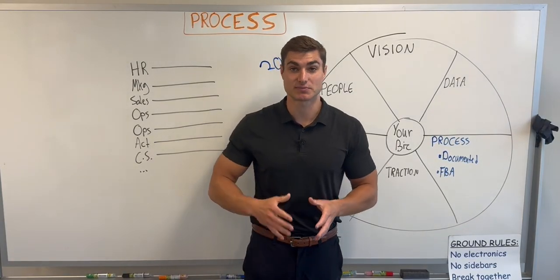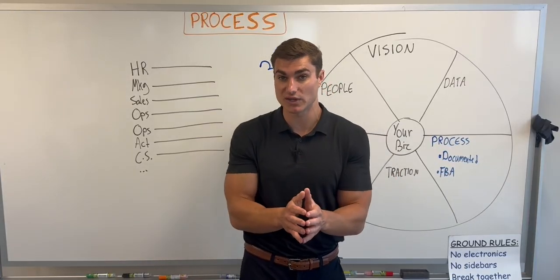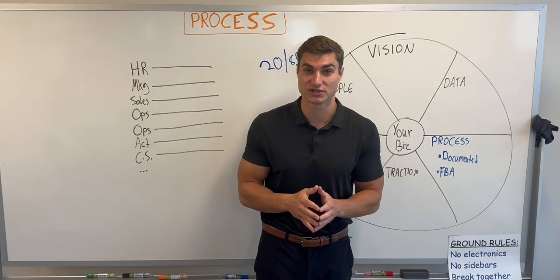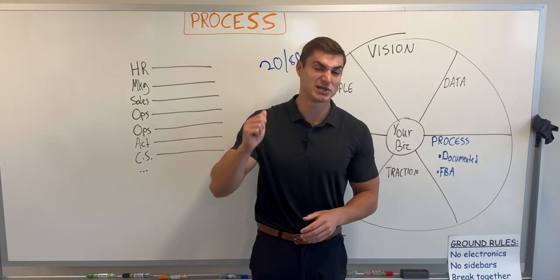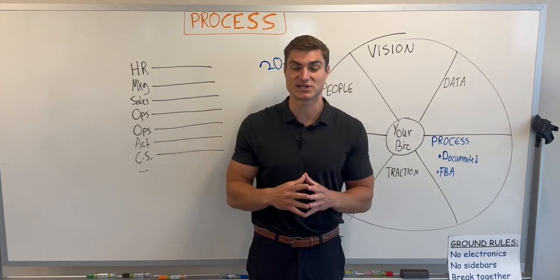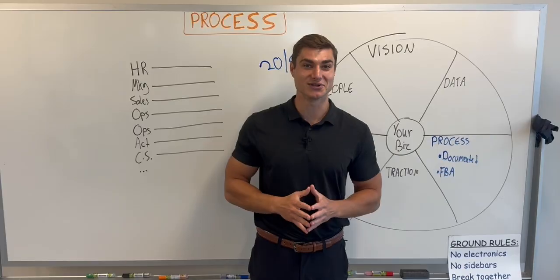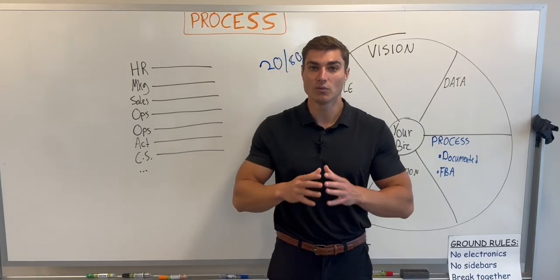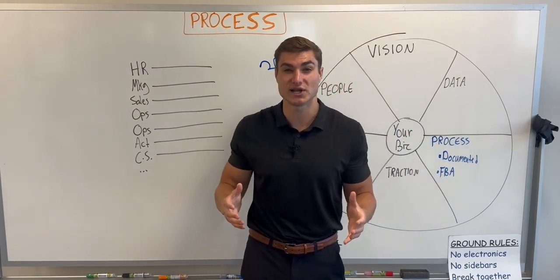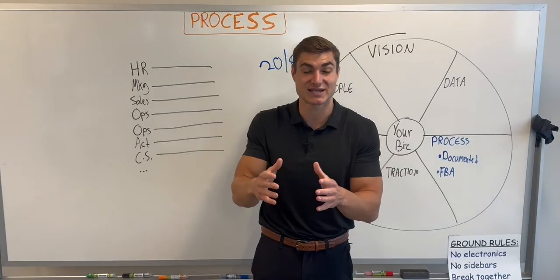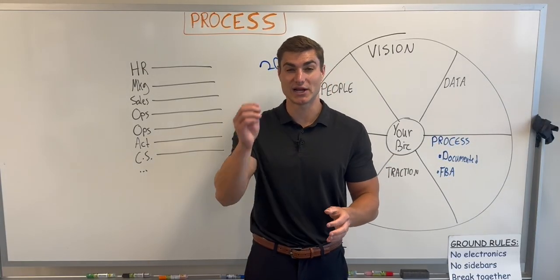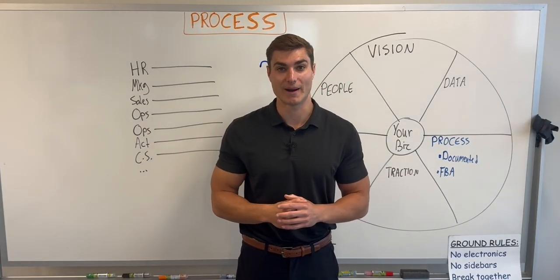So what is process? Process is simply getting the most important things in your business done the right and best way every single time. Simple, right? Creates consistency, scalability, a business that's easier to manage, more fun to manage, and more profitable, which is always a good thing. So when we think about this, every organization has about 6 to 10 core processes that make up their true way of operating.